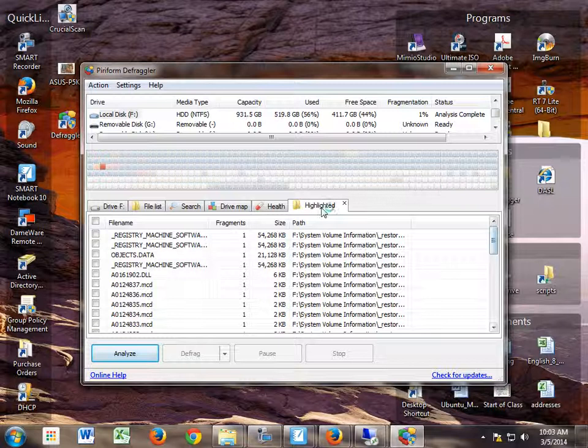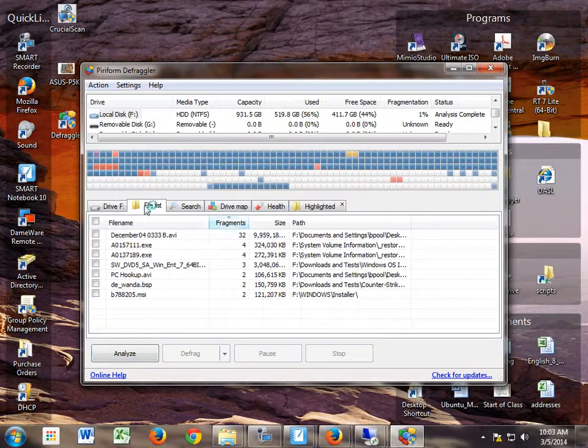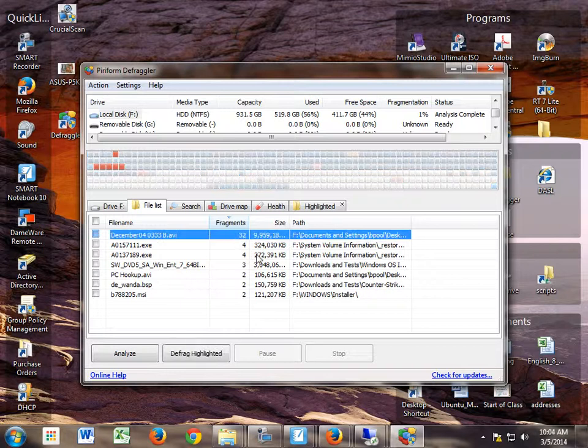Okay, and I can also, with this, look at my worst file is broken up into 32 fragments. That's not bad. You might look at your computer and see one's broken into thousands of fragments around your hard drive. Okay, I'll give you a little story.